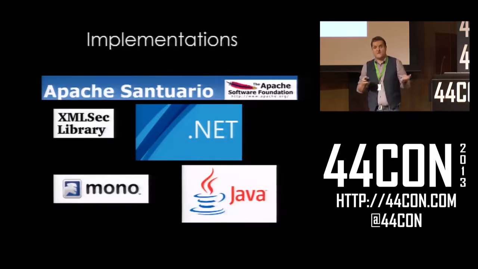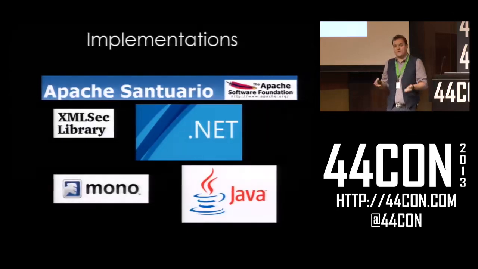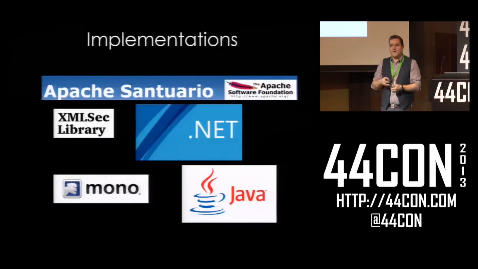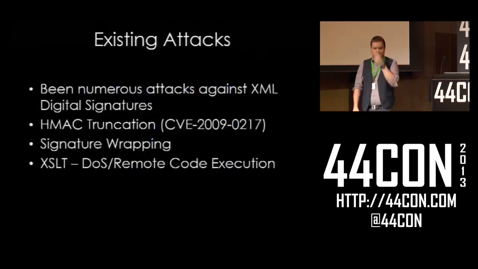There's .NET, obviously. I've already spoken about .NET. The Microsoft variant, and of course Mono as well. Mono clones the .NET libraries for XML digital signatures. And finally, there's Java. It turns out the implementation which comes with the JRE is actually the Santuario Java, but an old version. So basically covering five different implementations.